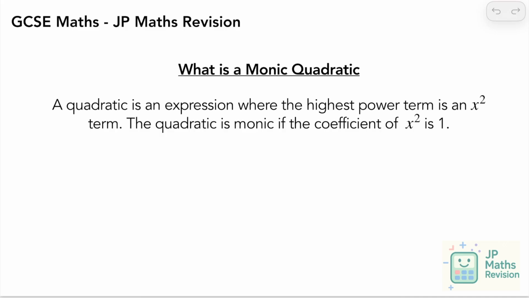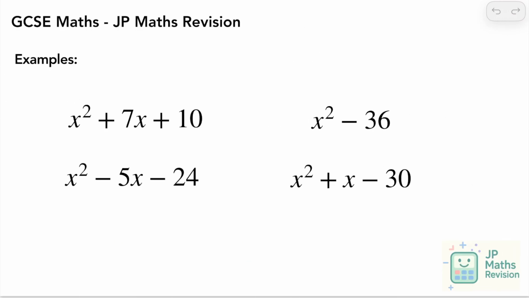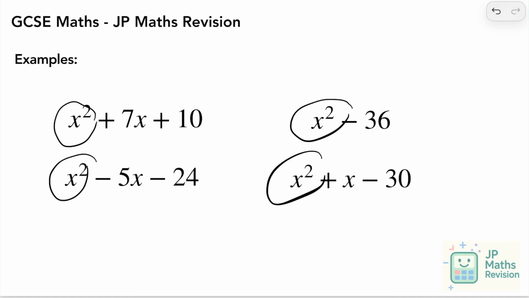So a quadratic is any expression where the highest power term is an x squared term. Specifically, the quadratic is monic if the coefficient of x squared is a 1. So if we have, for example, x squared plus 7x plus 10, x squared minus 36, x squared minus 5x minus 24, and x squared plus x minus 30. These are all examples of monic quadratics because the highest power term is an x squared term, and the coefficient of x squared in each of these cases is a 1.